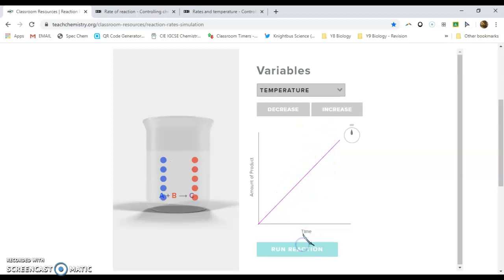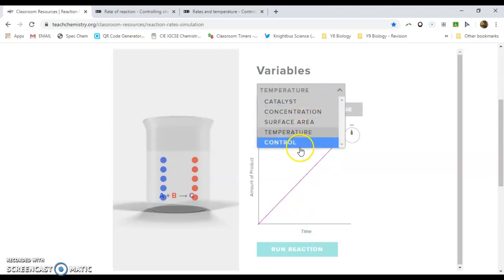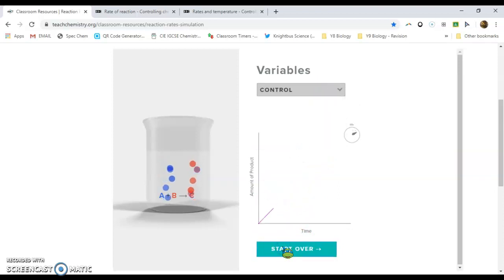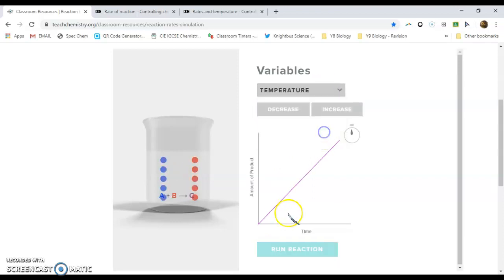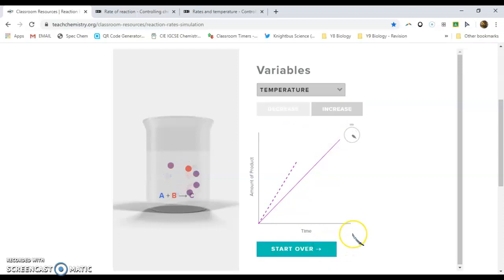So I'm going to start over again. This was the control. I'm going to run the reaction. This was at room temperature, and you can see that's nice and casual and steady. But if we then raise the temperature, we get a faster set of particles, more successful collisions, product being made in a shorter amount of time, a steeper line on this graph of time versus amount of product, and a higher reaction rate.